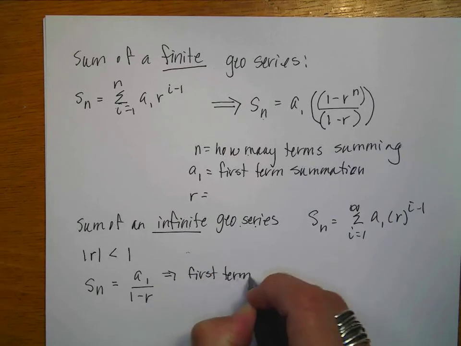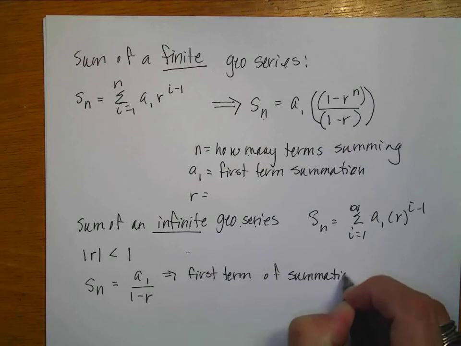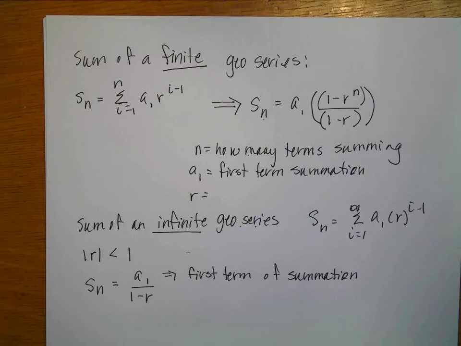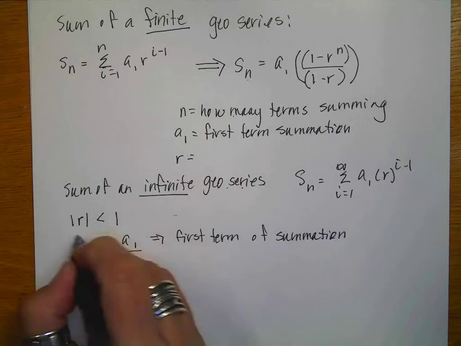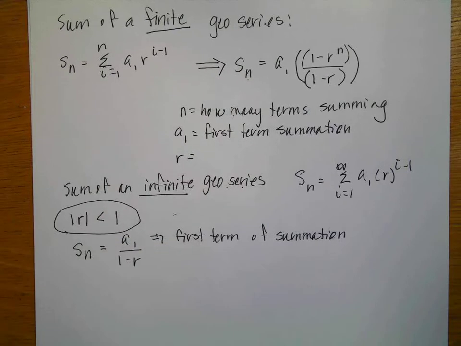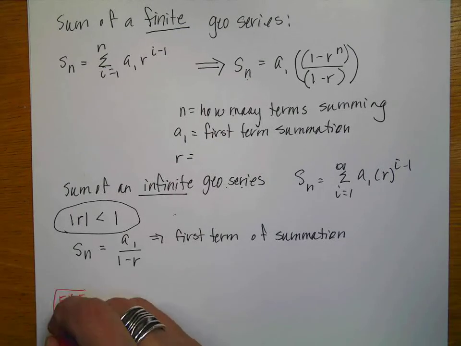A sub 1, remember, is again the first term of your summation. It's not necessarily the first term of the sequence. It's the first term of the summation, and then I'm going to divide by 1 minus r. This is the key element right here. If the absolute value of r is not less than 1, then the geometric sum is not possible.